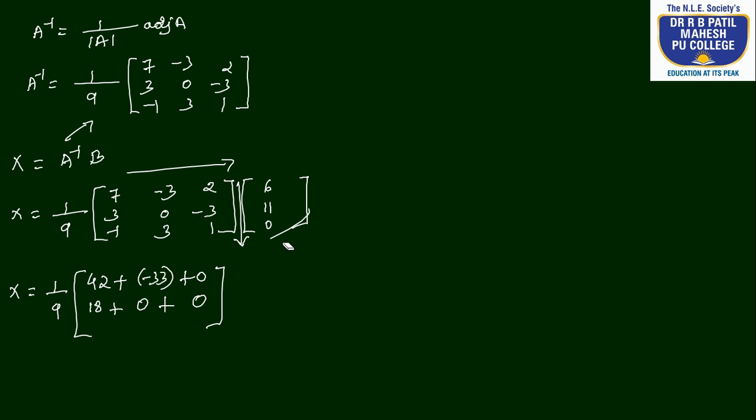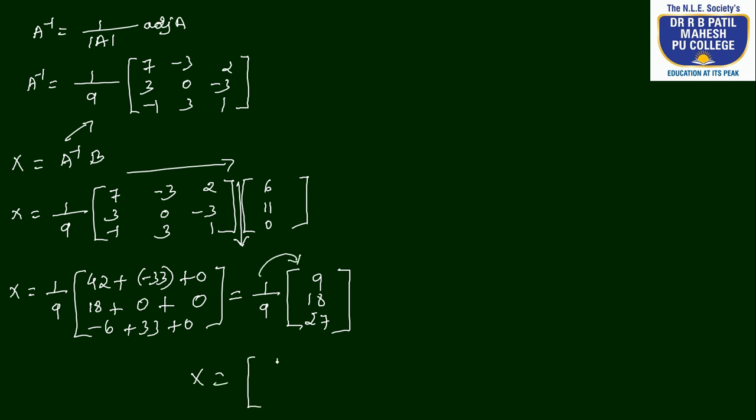Next, minus 1 into 6 is minus 6, plus 33, and 1 into 0 is 0. That's why we have to be very careful in the multiplication. 33 minus 6 is 27. Now you take this 1 by 9 into the matrix. Therefore, you are going to get 9 by 9, 1, 18 by 9 is 2, 27 by 9 is 3, because 9 threes are 27.